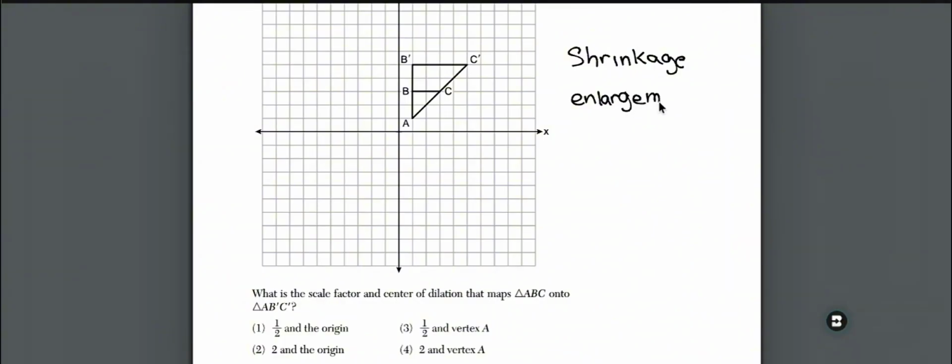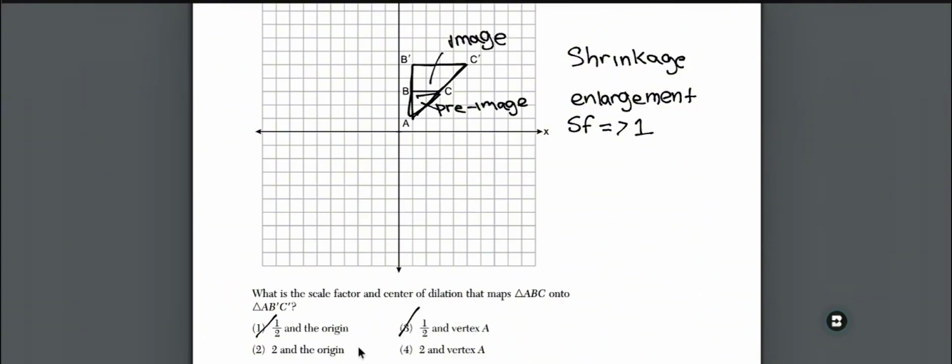What we can see on our graph is that this is our pre-image, our original triangle. And after our dilation, this becomes our new triangle, A, B prime, and C prime, which is our image. And what we can see is that each of our points have shifted upwards and gotten bigger, creating a shape that is much bigger than the original pre-image. So I can already tell you that my scale factor, SF, is going to be greater than 1. So that means I can eliminate answer choice 1 and answer choice number 3.